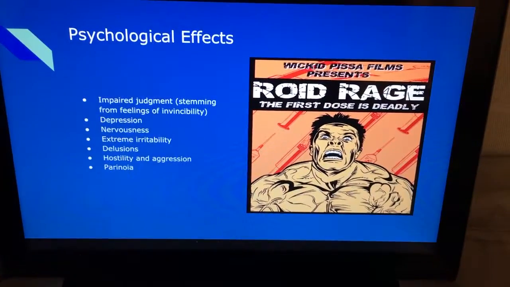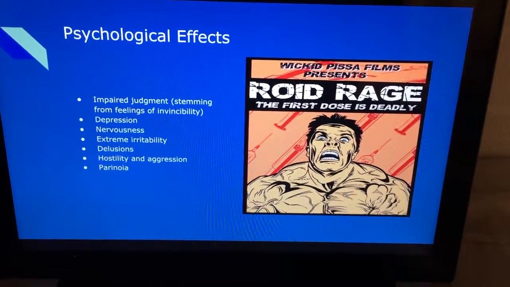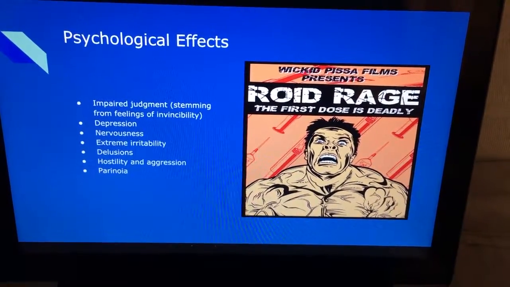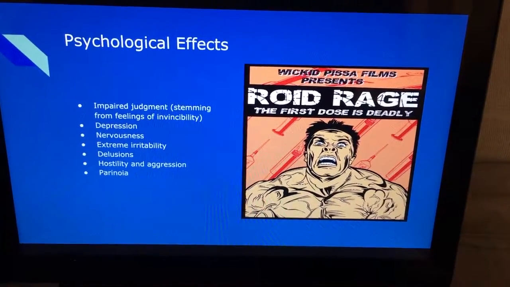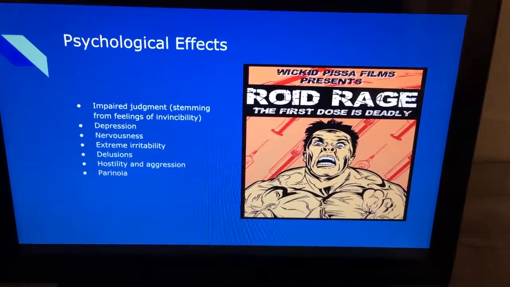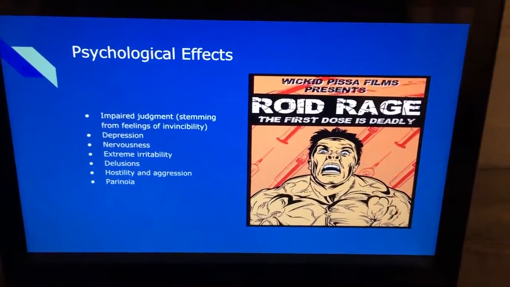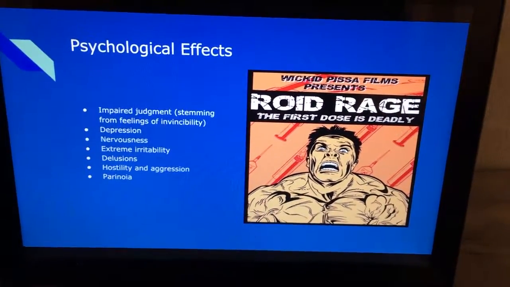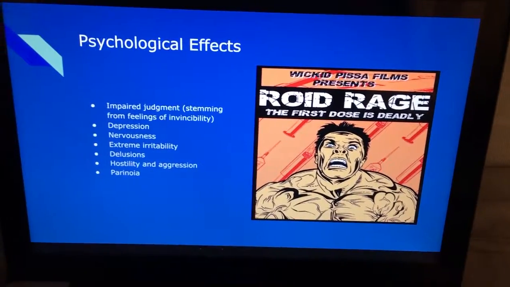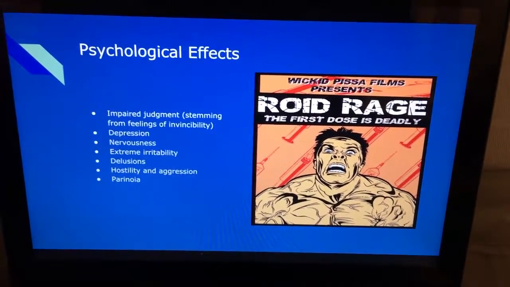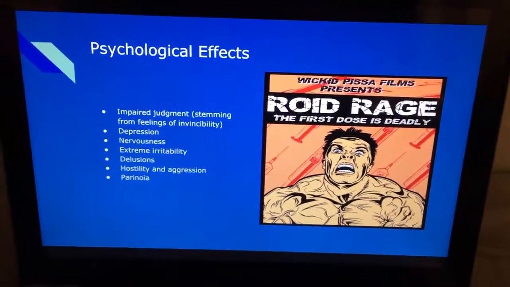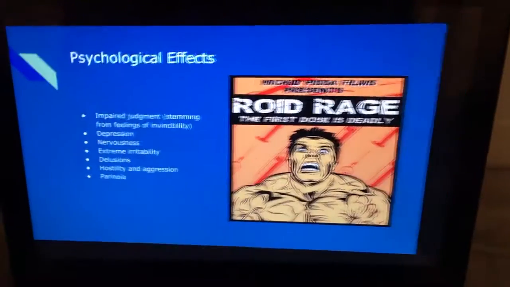So psychological effects include impaired judgment, depression, nervousness, extreme irritability, delusions, paranoia, and the most commonly heard, which is road rage. The road rage is extreme mood swings, which includes manic-like symptoms leading to violence.